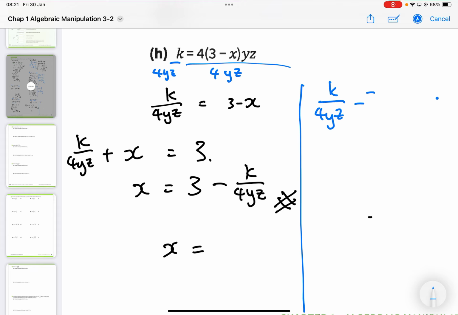Alternative, this one I show you the alternative. If I bring my 3 across, my x is still negative. The negative belongs to my x. Then I will need to divide both sides by negative. When I divide both sides by negative, negative becomes positive, positive becomes negative.